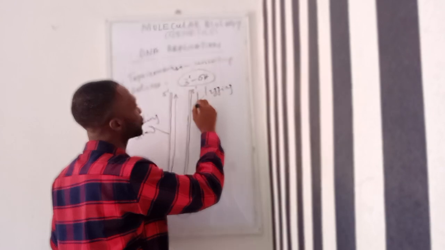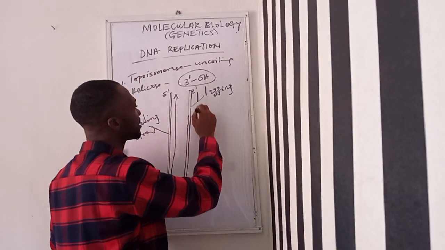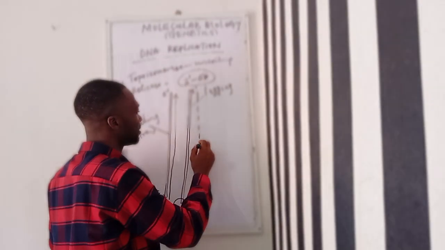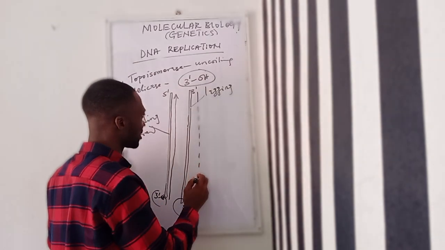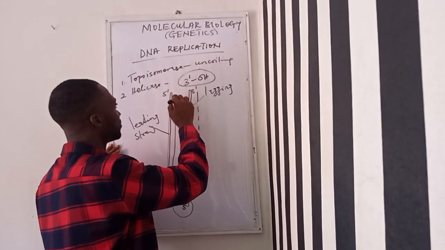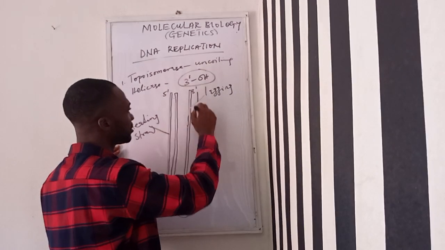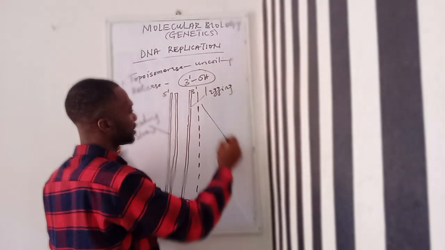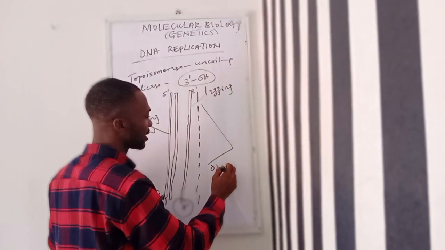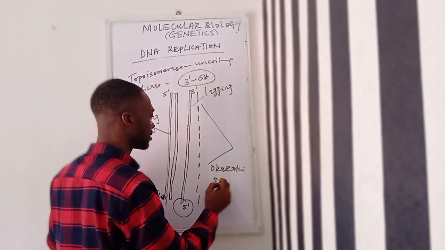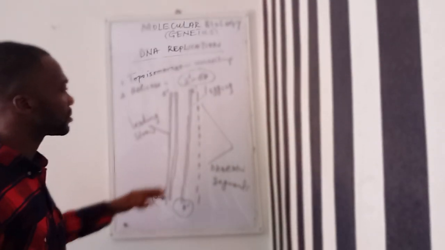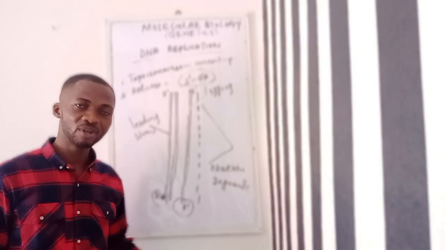And the replication is in segments. The replication is usually in segments. So here we are done synthesizing this. So this occurs in segments, and these segments, I said, are called Okazaki segments.